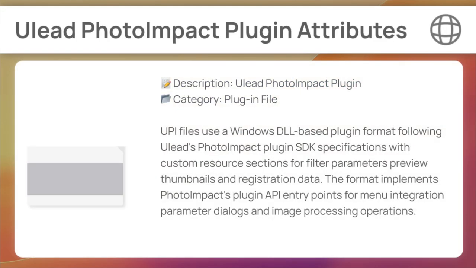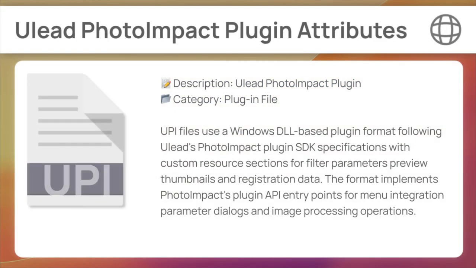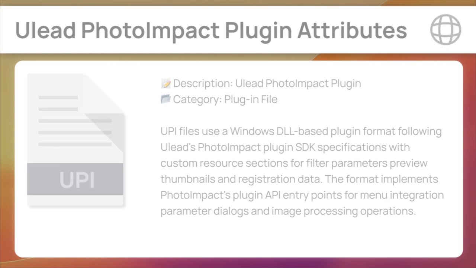UPI files use a Windows DLL-based plugin format following Ulead's PhotoImpact plugin SDK specifications with custom resource sections for filter parameters, preview thumbnails, and registration data. The format implements PhotoImpact's plugin API entry points for menu integration, parameter dialogs, and image processing operations.